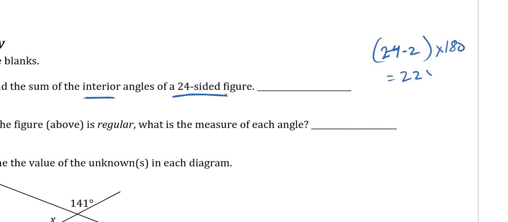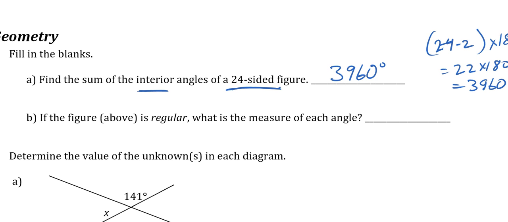So that's 22 times 180. And again, I'm just going to do that on my calculator. And I got 3,960. That's pretty big. So 3,960 degrees. That means all the inside angles of a figure that had 24 sides. That would be hard to even draw, but they would all add up to 3,960. Okay, and it's just that formula where I take that number and I subtract 2, and then I multiply what I get by 180. And then this other question, we talked about this a little bit.